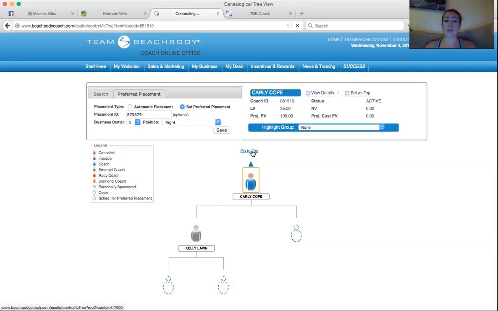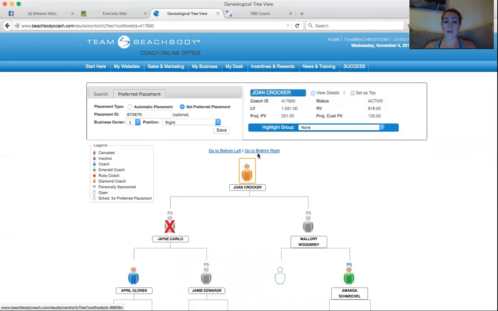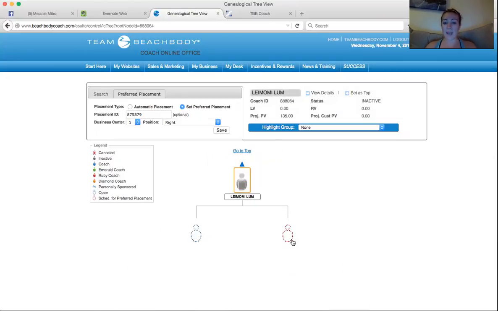So the same rings true if I was to go to the bottom right. So now I look in here and we've got a few coaches everywhere and I'm putting a coach in and I want them to be on my right leg. I would say go to bottom right, and then I would click this person here, make sure that they're red like this, and that is where I would put them, on my right outside leg.